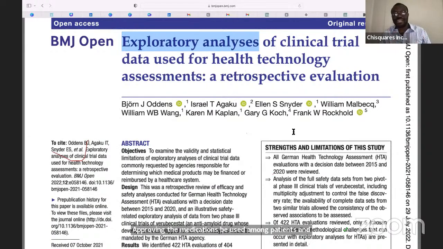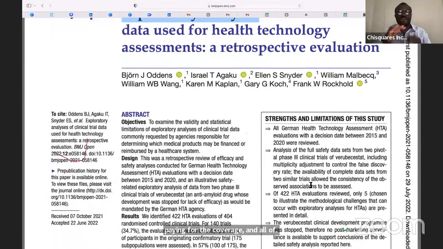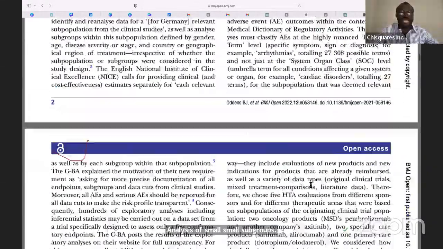HTA agencies would sometimes require that after the clinical trial has been done, they take the clinical trial data and do a whole bunch of analysis, right? And sometimes it could run into hundreds or thousands of analyses of small subgroups. So in this case, we're saying that there is a lot of danger in that.